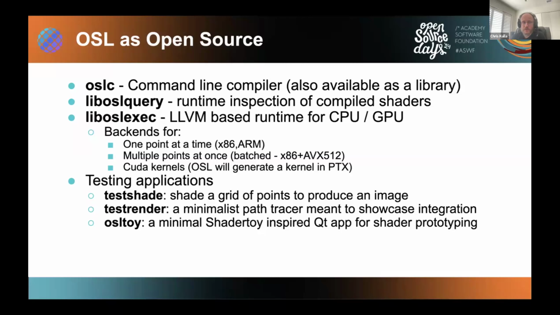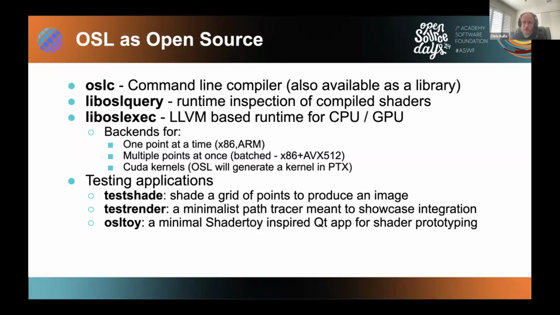Then the main workhorse of the library is libosl exec. That's our LLVM-based runtime. It handles both CPU and GPU. So we have a backend, the original one, that works one point at a time. It's available on Intel and ARM architectures. We have a more sophisticated backend that's designed to shade multiple points at once. And this one can take advantage of SIMD instructions on x86 processors, for example, to shade 8 or even 16 points at a time. And then we have a backend for CUDA kernels. And this is where OSL will generate a kernel in PTX form. And then you can hand that to your NVIDIA GPU and run OSL shaders on the GPU.